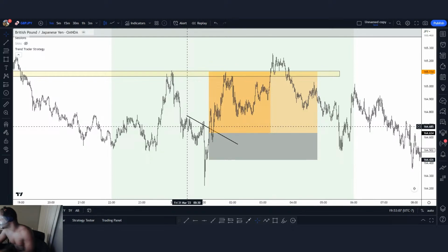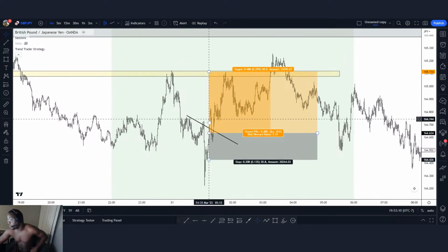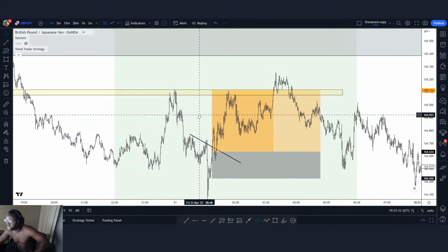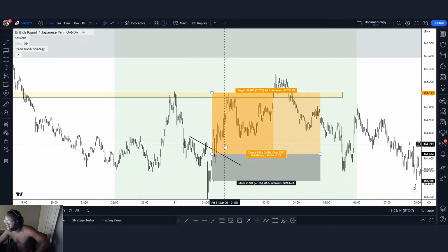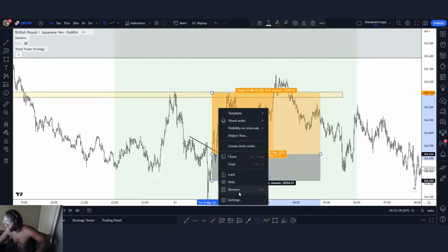But to be honest, this is a day that I probably would have just called it a day. Take a loss and then just call it a day, unless I identify this trade right here. But realistically, you just want to call it a day.